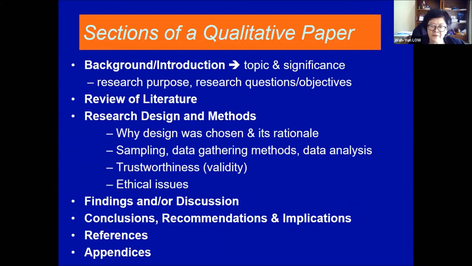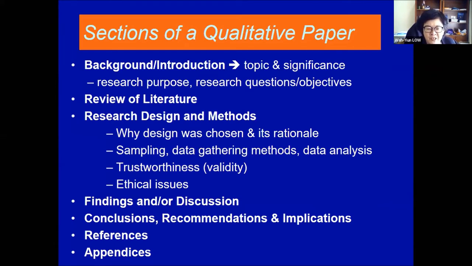So basically, these are the various sections of a qualitative research paper. You do have this background information, your introduction, the significance of your study, why it is so important, your research purpose, your research question, and your objective. And then, just give us a mini literature review of the topic that you're embarking on, and then move on to your research methods and your design.